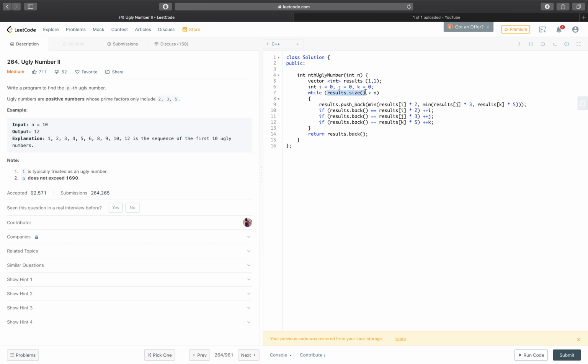Okay. And then we have, why is this not less than or equal to? That's what I was pausing to think about for a second. So this is size is less than n. And let's say we wanted the first number, so the size is going to be 1, and then n is going to be 1.